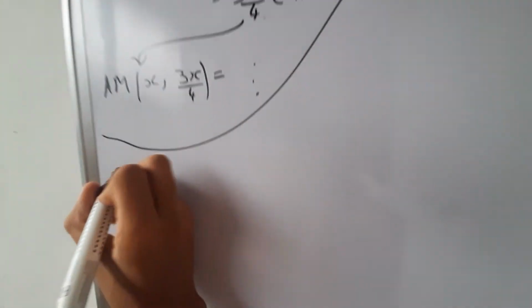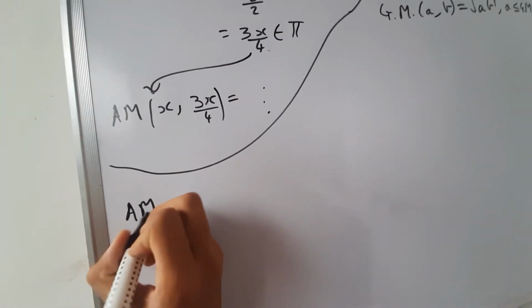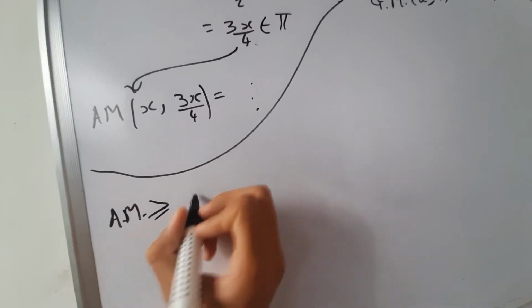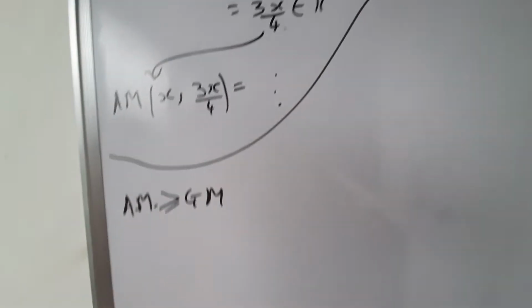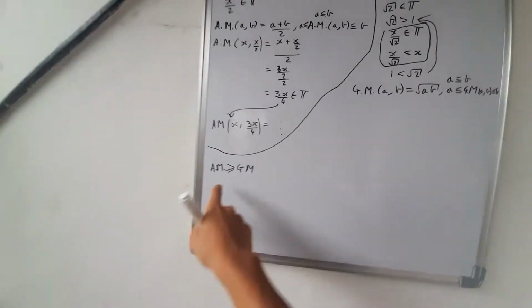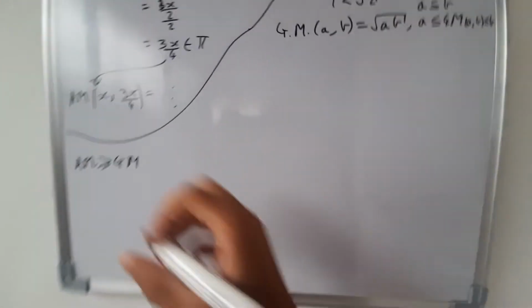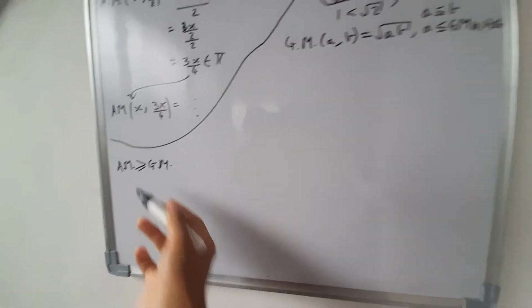And of course, just as a side note, the arithmetic mean of two numbers is always greater than or equal to, I think, the geometric mean. Or maybe it's strictly greater than, I can't remember. So maybe just check that. I think it's greater than or equal to, but yeah.